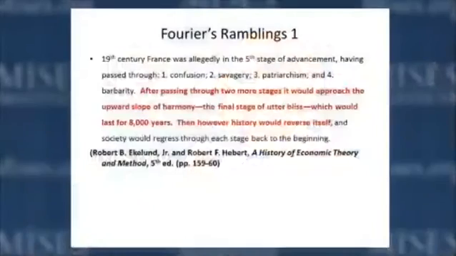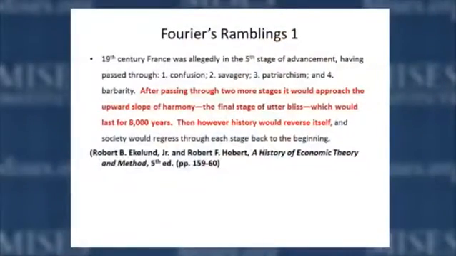So here are some of the things that Fourier said. This is a quote from a book on the history of economic thought by Bob Ekelund and Robert Hébert. And just look at that. He's telling us he has some secret source of knowledge. He says that 19th century France went through 4 stages: confusion, savagery, patriotism, and barbarity. And now they were passing through the 5th stage, where they were advancing. But there'll be 2 more stages. Now, how did he know this? God told him? How did he know this?